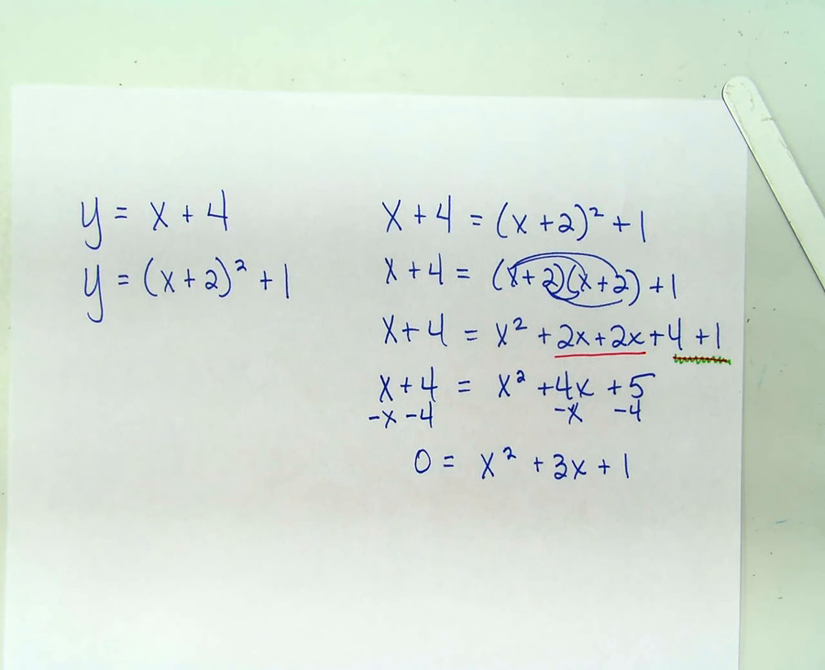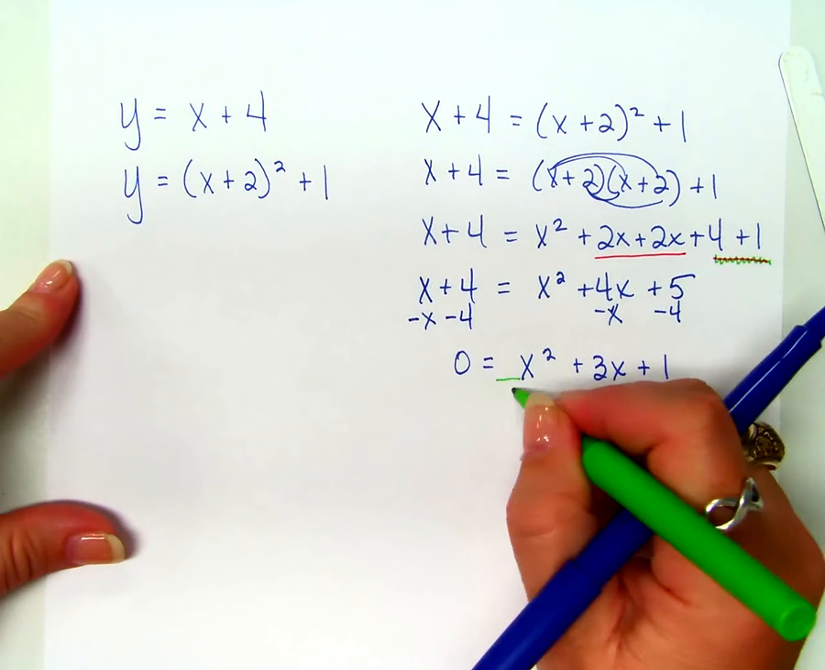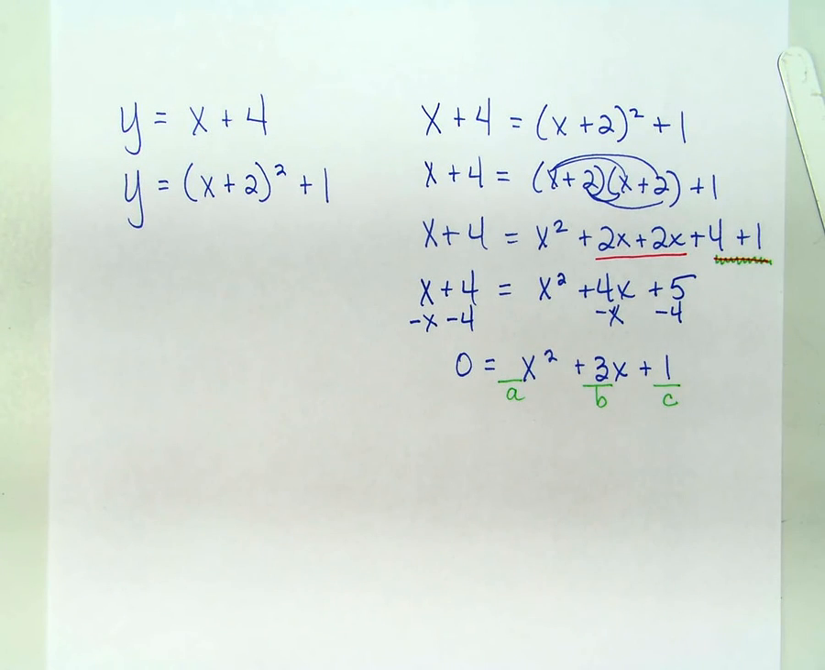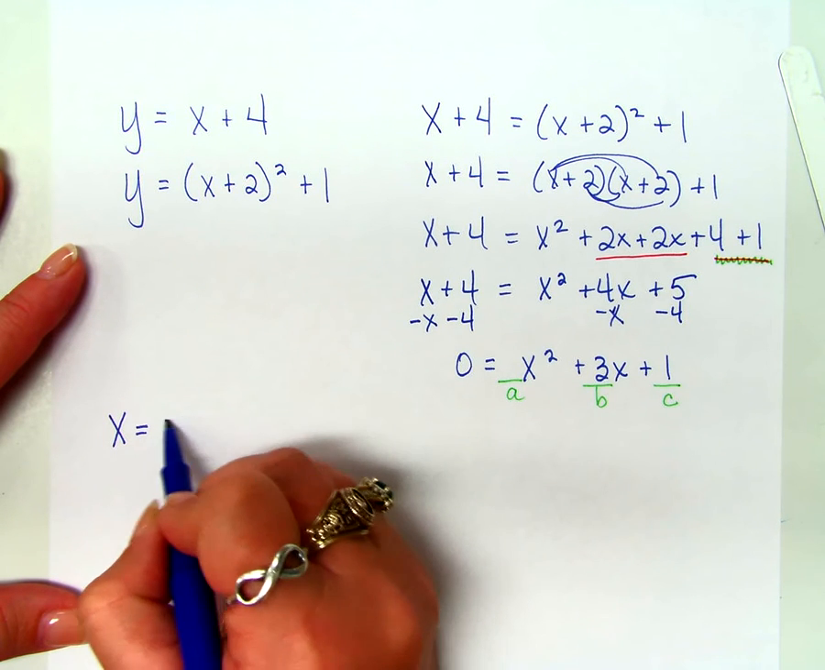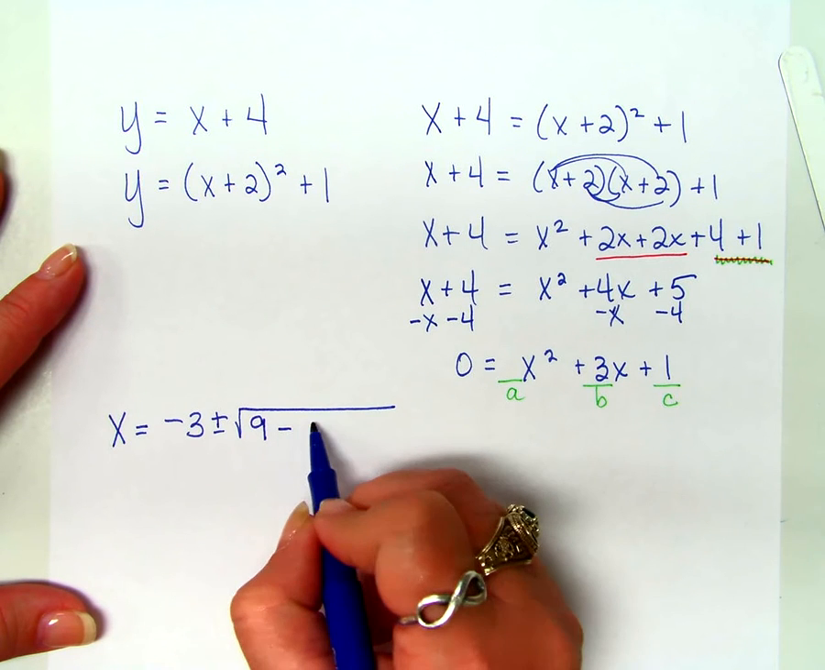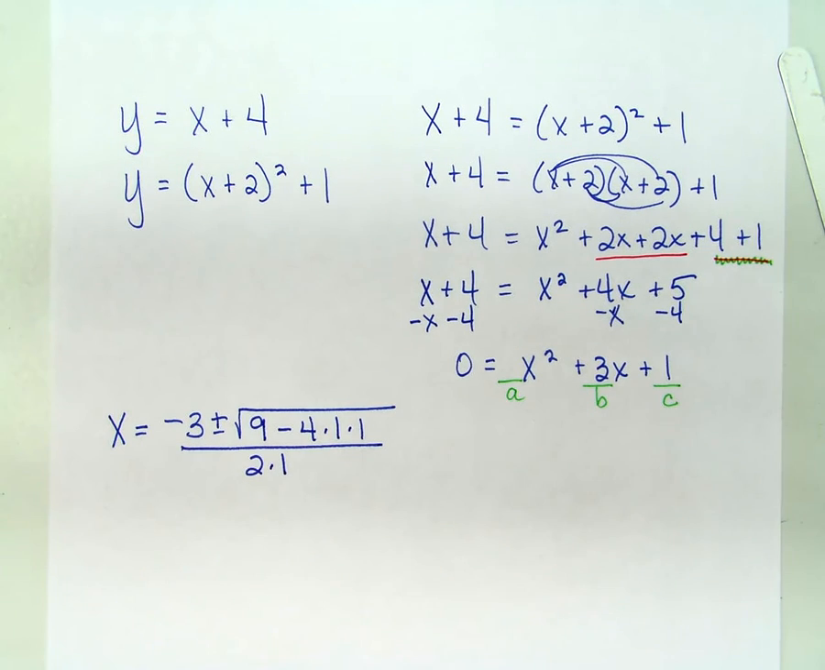We can graph it. We can factor it. We can square root it. We can complete the square. Or we can use the quadratic formula. You want to use a formula? Here's A. Here's B. Here's C. Ready? x equals negative B plus or minus the square root of B squared minus 4AC all over 2A.